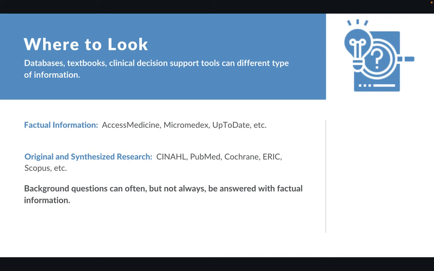For foreground questions, we're going to want to use a database that has the research articles in it, such as our CINAHLs, our PubMeds, Cochrane systematic reviews. For information about articles about the field of education, you might look at ERIC. And for a broader band of knowledge fields, you could look in a database like Scopus.